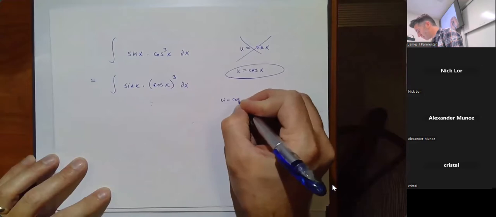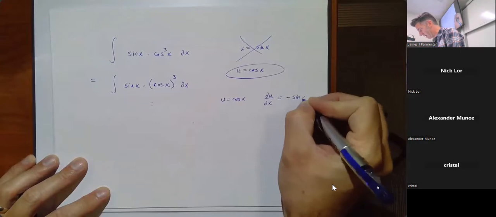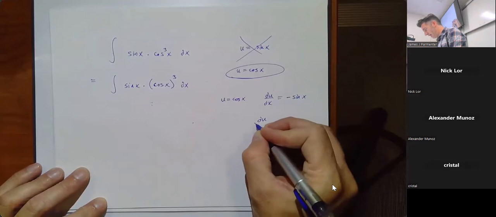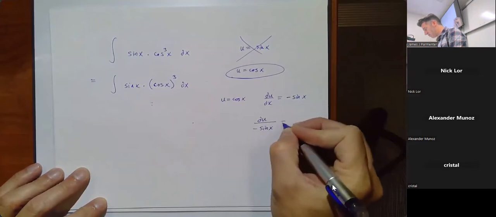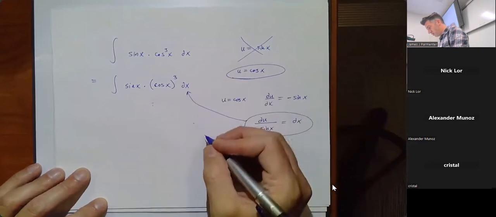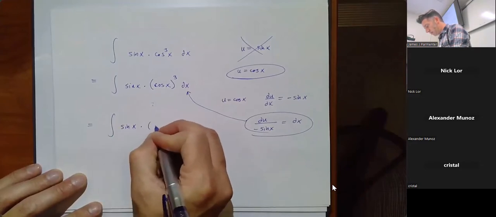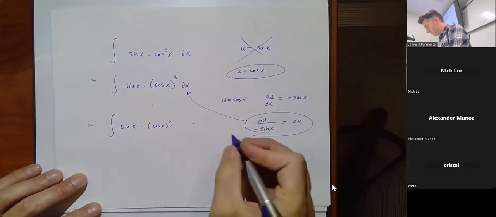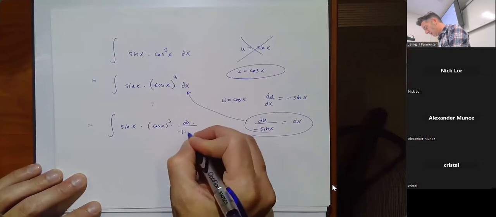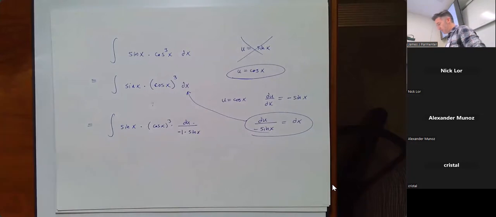So u is cosine of x, and our derivative du/dx is negative sine of x. So isolating dx like we do, du divided by negative sine of x is equal to dx. So that's going to go right there. So we're going to just rewrite our integral as sine of x times cosine of x cubed times du over negative. I might write this as -1 times sine of x, just so it's super clear to me what happens when I cancel the signs. So I'm going to cancel the sine of x's.